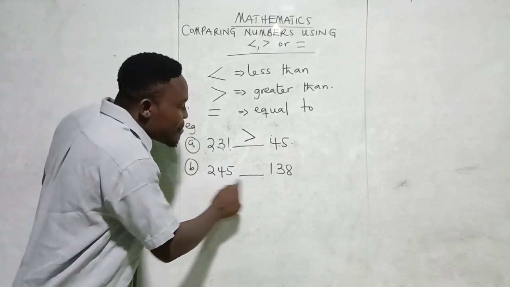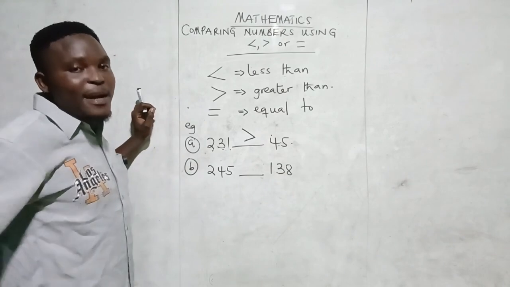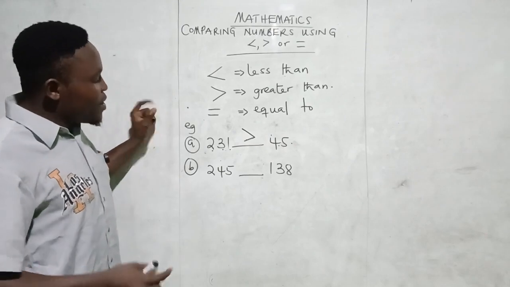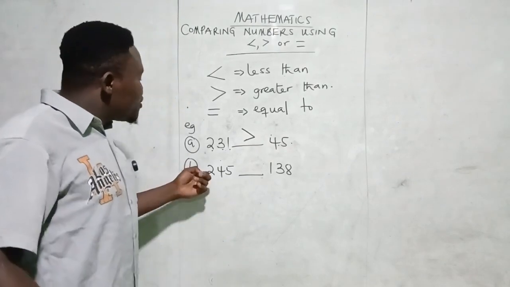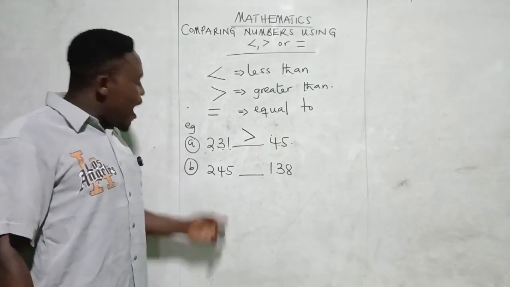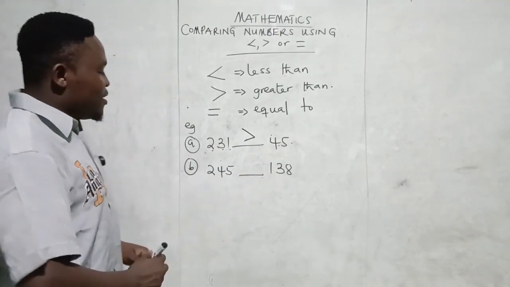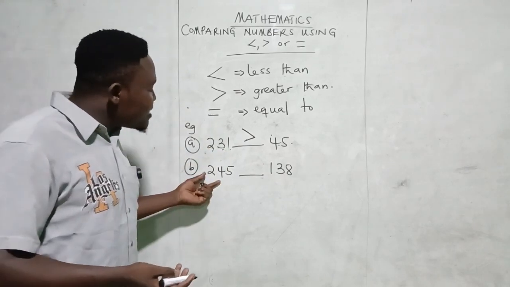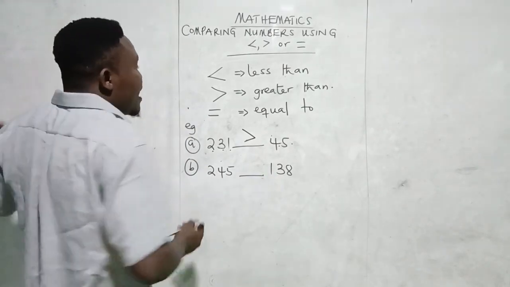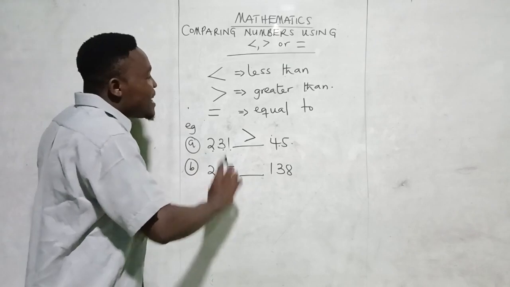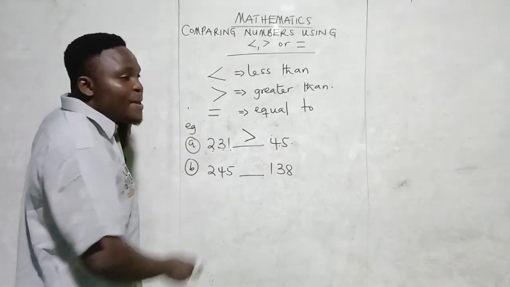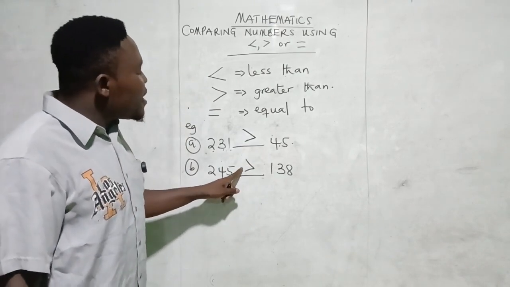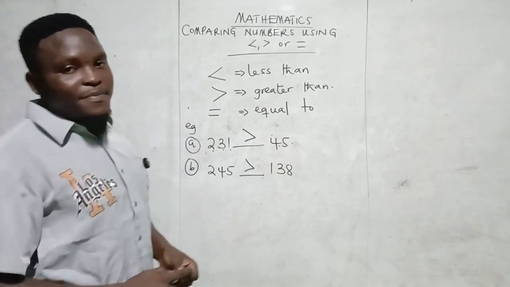So 1, 2, 3 digits, 1, 2, 3 digits. Because there are three digits, our first rule, that you have to check the number of digits, will not work. So you have to come to our second rule, which says that we should check their first digits. Our first digit here is 2. Here is 1. So 2 and 1, which one is greater? The 2. So that means that this number is greater than this one. So still on our left hand, which sign are we using? The sign whose open side faces the bigger number, and that is still greater than. So this can be read: 245 is greater than 138.